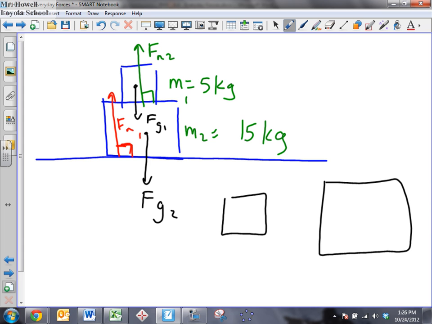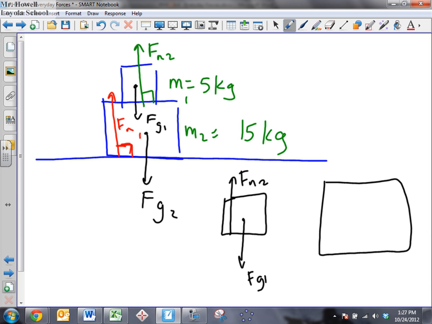The smaller object up top, what's happening to it right now? What forces are acting on the smaller object up top? Gravity pulling down, and that is Fg1, and the normal force pushing up, which we happen to call Fn2. The subscripts don't really matter. Just keep them as long as you're consistent. So that's the smaller object up top. We all agree with that?